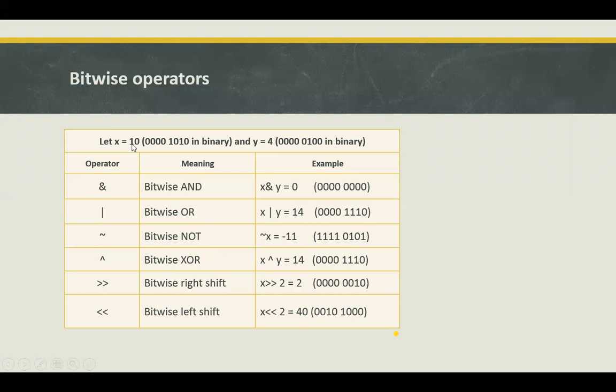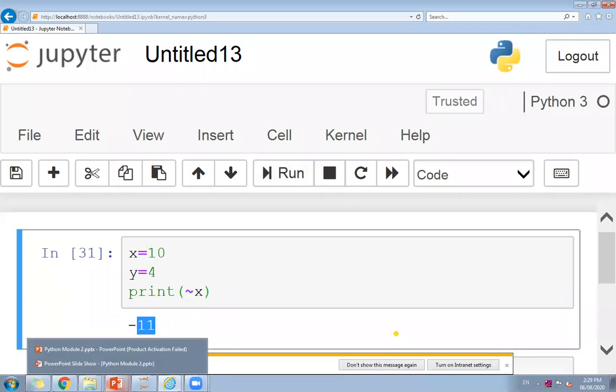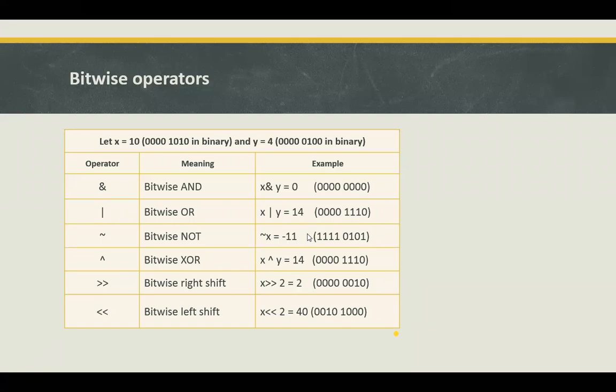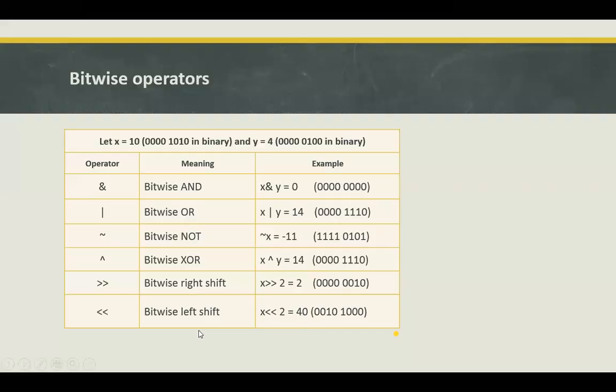Similarly, if you are using NOT, so NOT for x, 0 becomes 1, 1 becomes 0, and here it is minus 11 because the sign bit is 1. NOT for x, and the output is minus 11. See, the output is minus 11. Okay, similarly for the XOR, this symbol you have to remember.